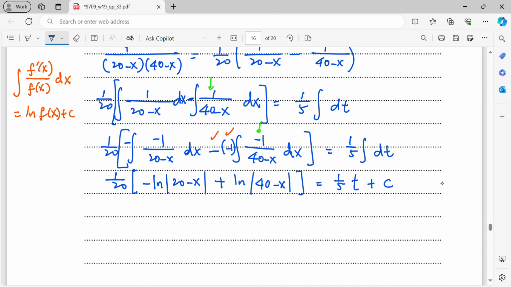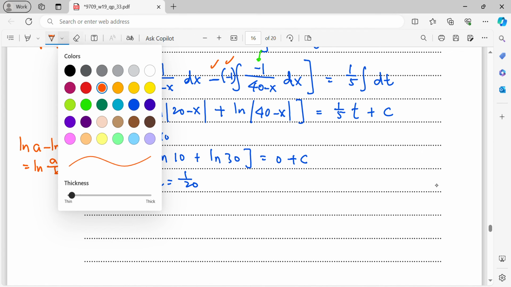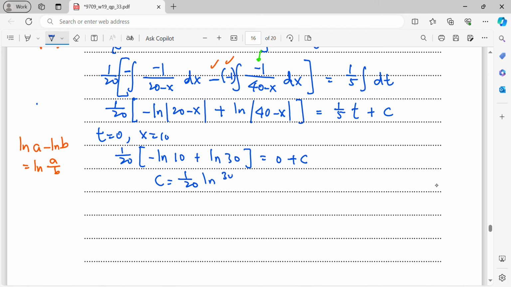So when t is 0, x is 10, then I will get 1 over 20 times negative ln, replace the x by 10, so 20 minus 10 is 10, plus ln 40 minus 10, I get 30, and then the t is replaced by 0. Therefore right side only has c. Then now my c is 1 over 20 ln 30 minus ln 10. We have an identity: ln a minus ln b is ln a over b. Therefore this is ln 30 over 10. Then I will be getting 1 over 20 ln 3.